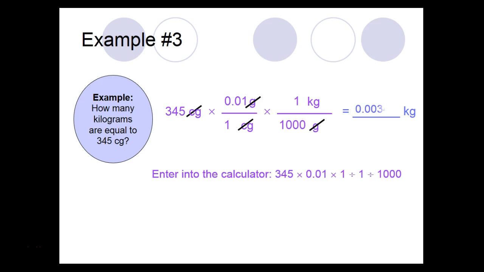The units will cancel out. You'll be left with kilograms, and you should have gotten 0.00345 kilograms. Again, you could have flipped this one around. Like this one, I think, is easier for most of you guys to understand. 1 kilogram has 1,000 grams in it. You could have also said that 1 gram has 100 centigrams, and you would have still gotten the same answer.